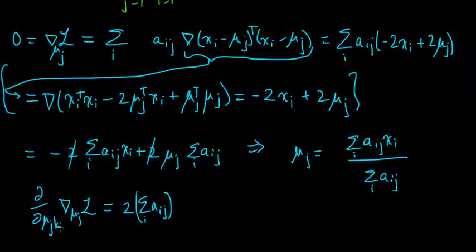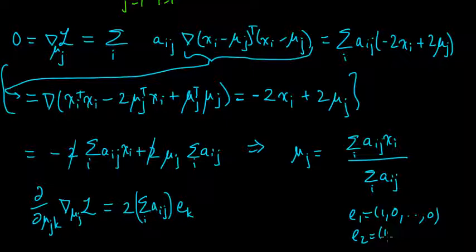Times, if k equals, so it's going to be 0 for the component. So this is a vector. We're differentiating this vector, and it's going to be 0 for the elements that are not k, and it's going to be 1 for the elements that are k. So this is going to be ek. This is the standard basis: E1 is 1, 0, E2 is 0, 1, 0, 0, etc.